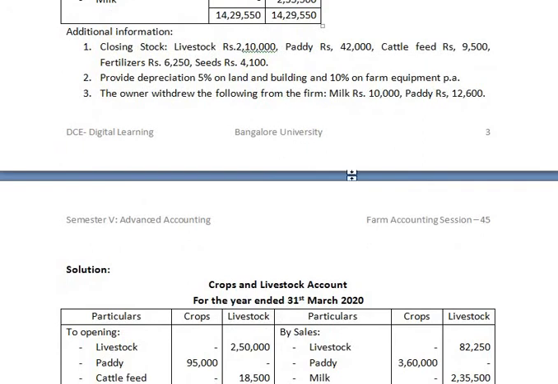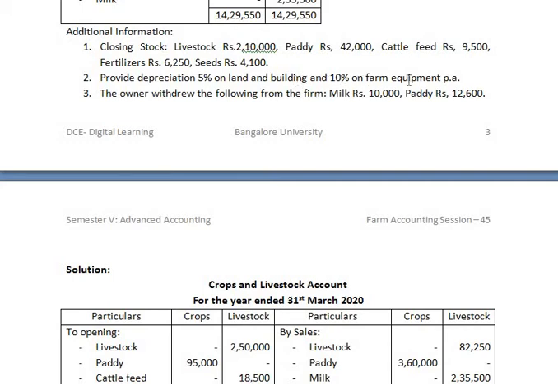Additional information. Closing stock: livestock, paddy, cattle feed, fertilizer, seeds. This has to be credited to the trading account as well as recorded as closing stock in the asset side of the balance sheet. Provide depreciation 5% on land and building. Depreciation on land and building has to be debited to the profit and loss account and depreciation has to be deducted in land and building amount in the asset side of the balance sheet.